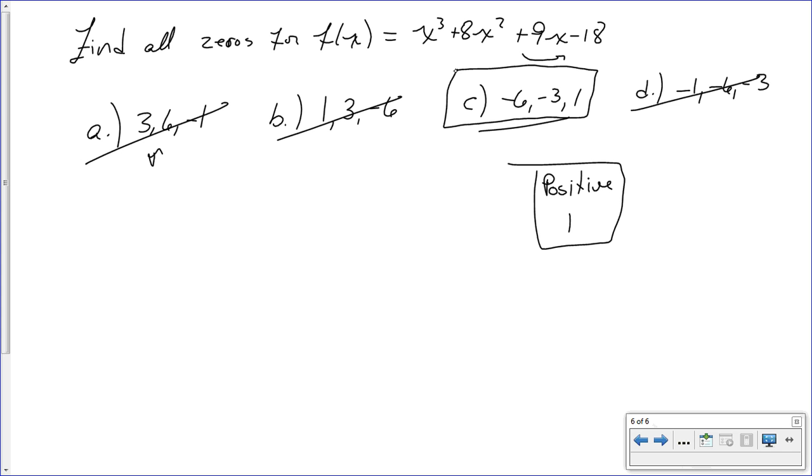All right. So you can use Descartes' rule of signs as a shortcut in a case like this, a shortcut for finding all the zeros, because hey, they gave them to us, and only one of them is going to be positive. So letter C was the only one with one positive zero.